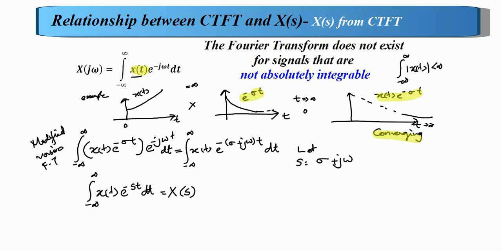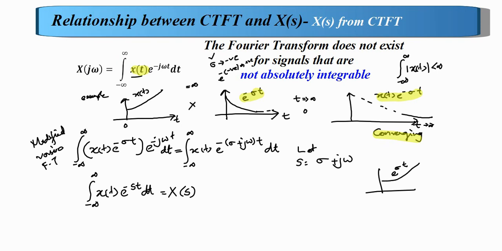If you look at this sigma, and if sigma is negative, what happens? For example, if the sigma value is negative, e raised to minus into a negative value becomes positive. Means you will get e raised to sigma t, which again becomes positive if sigma is negative. So again it's a growing signal.